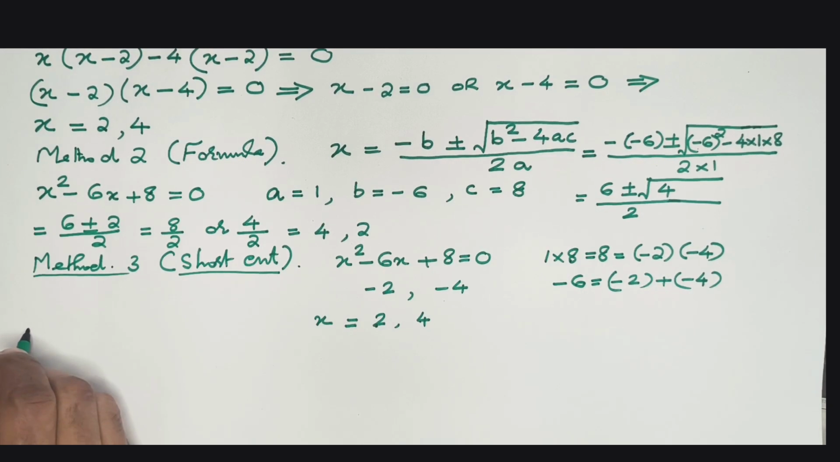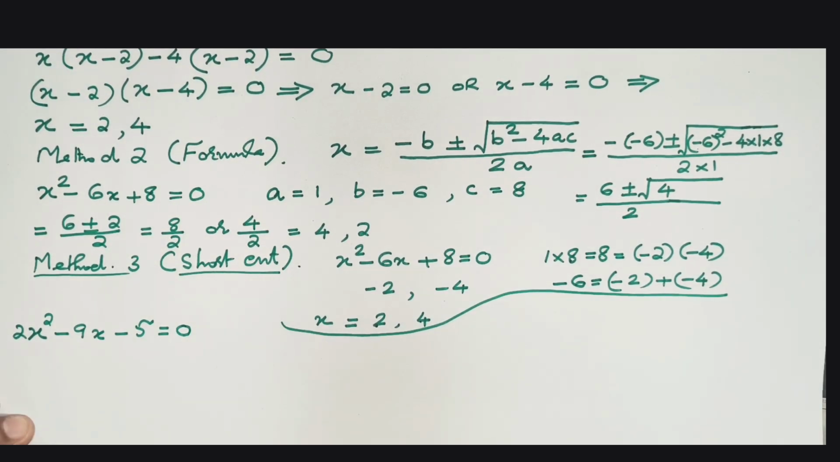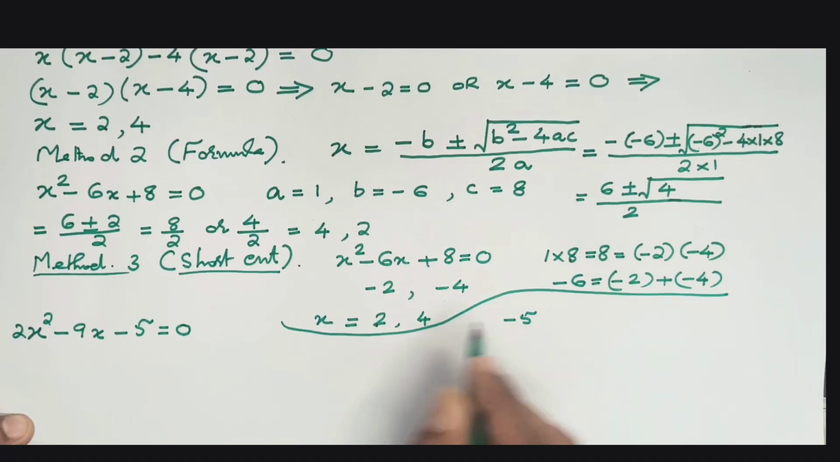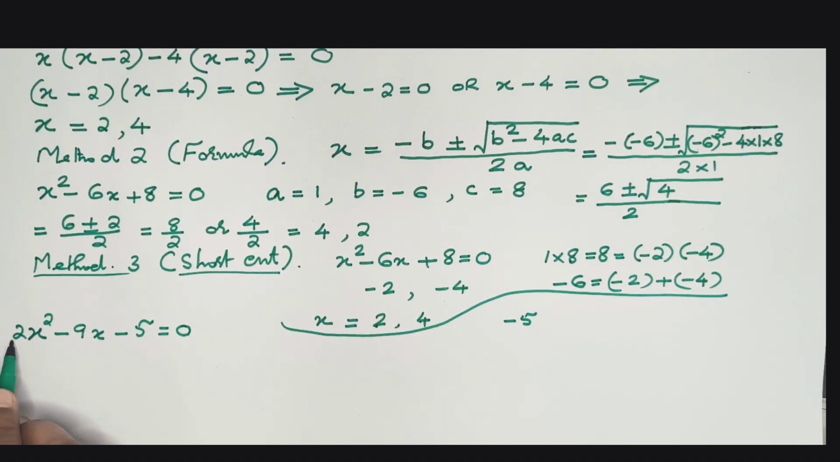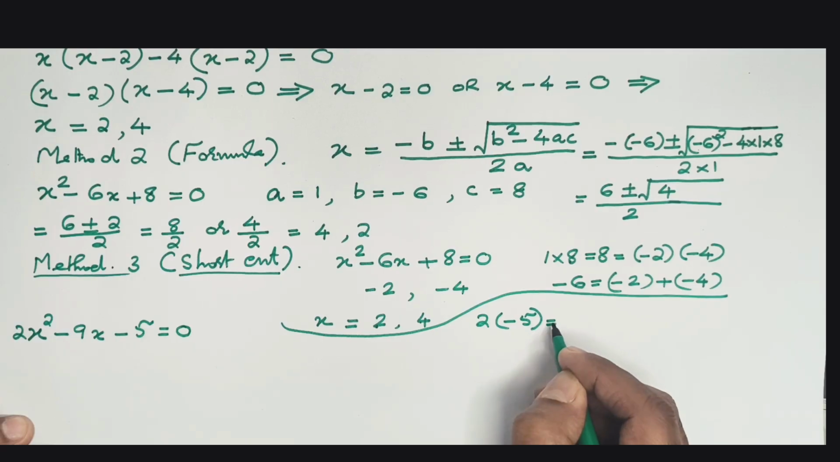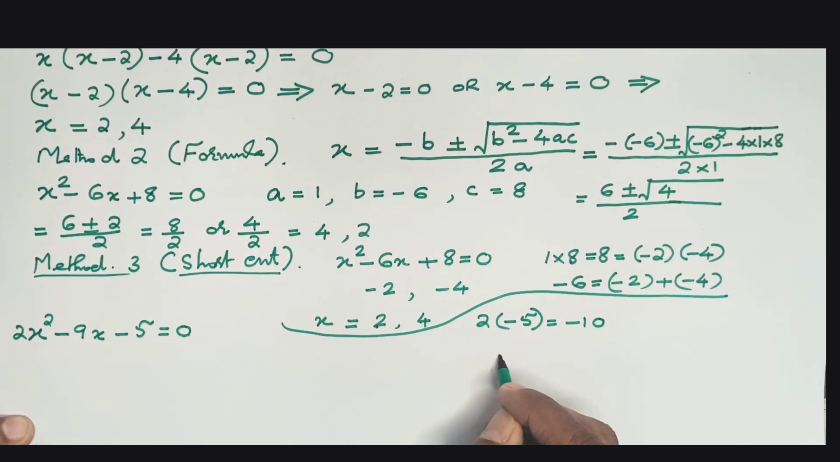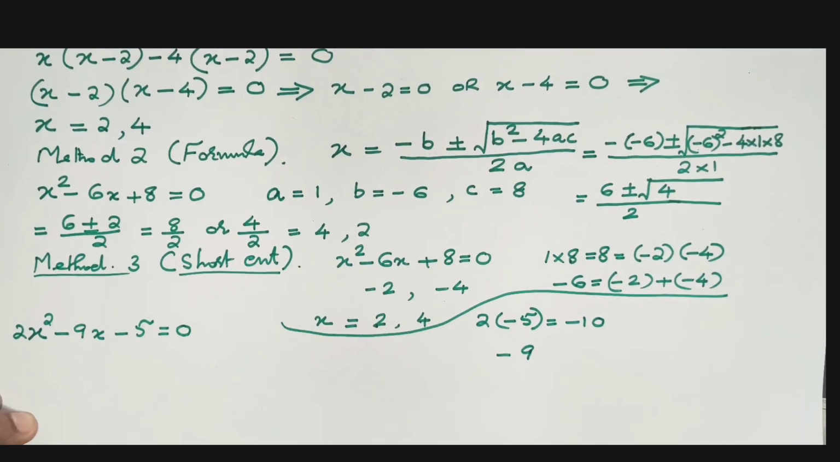Look at this quadratic equation: 2x squared minus 9x minus 5 equals 0. What did I say? You take the product of the constant term, which is minus 5, and the coefficient of x squared, which is 2. What is this? 2 multiplied by minus 5, minus 10. And what about the middle term? That is minus 9.